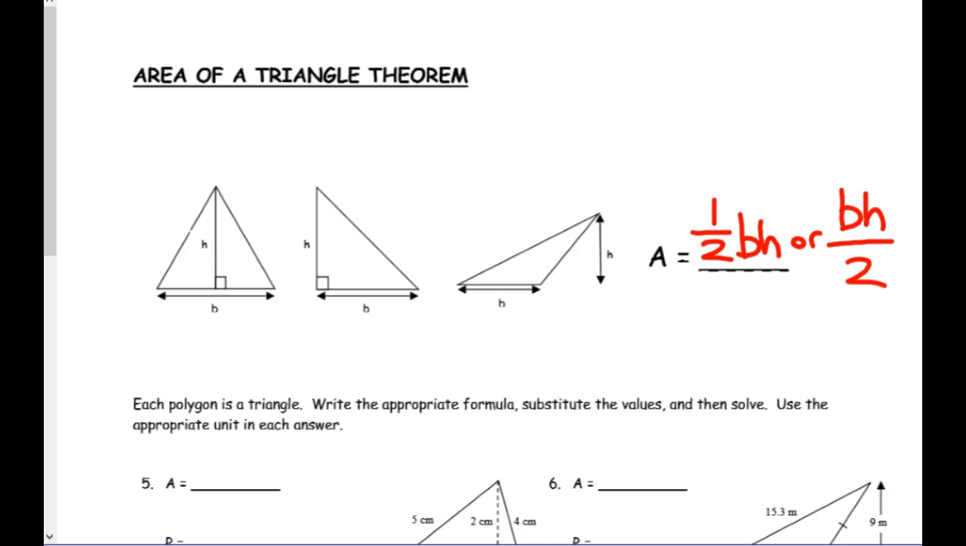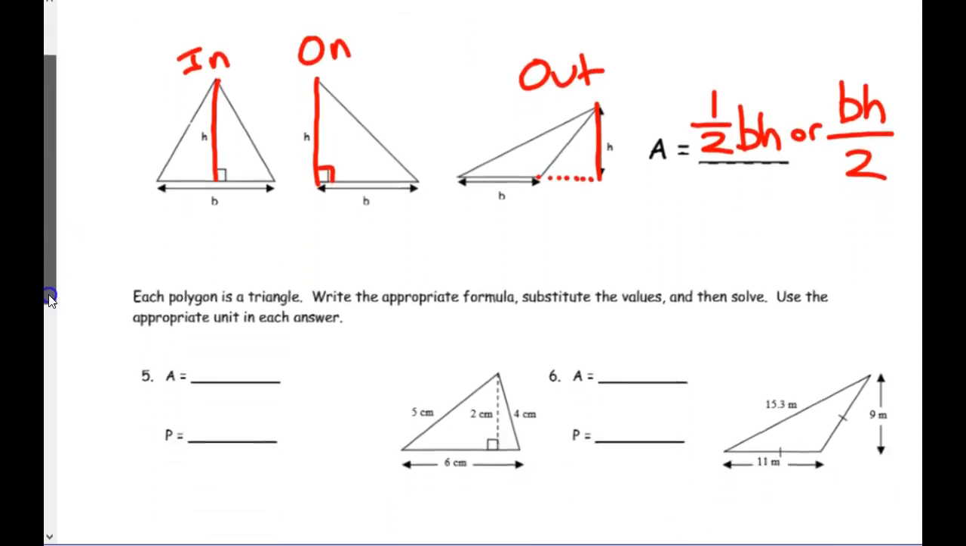But you're going to multiply the base, which is the bottom side, times h, which is the height, and then you divide it by 2. So notice, your height can be inside. The height can be on the edge if it's a right triangle, or it can be outside if it's an obtuse triangle, okay? So either way, height is from the highest point straight down, and it makes a right angle, okay? So the area of a triangle theorem is 1/2 BH.